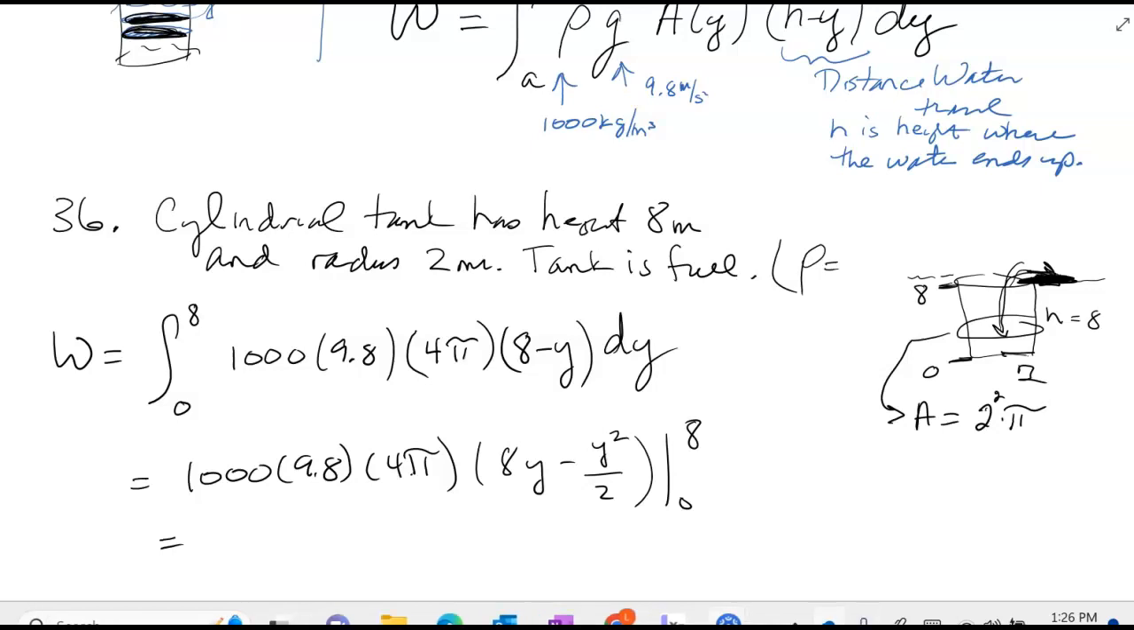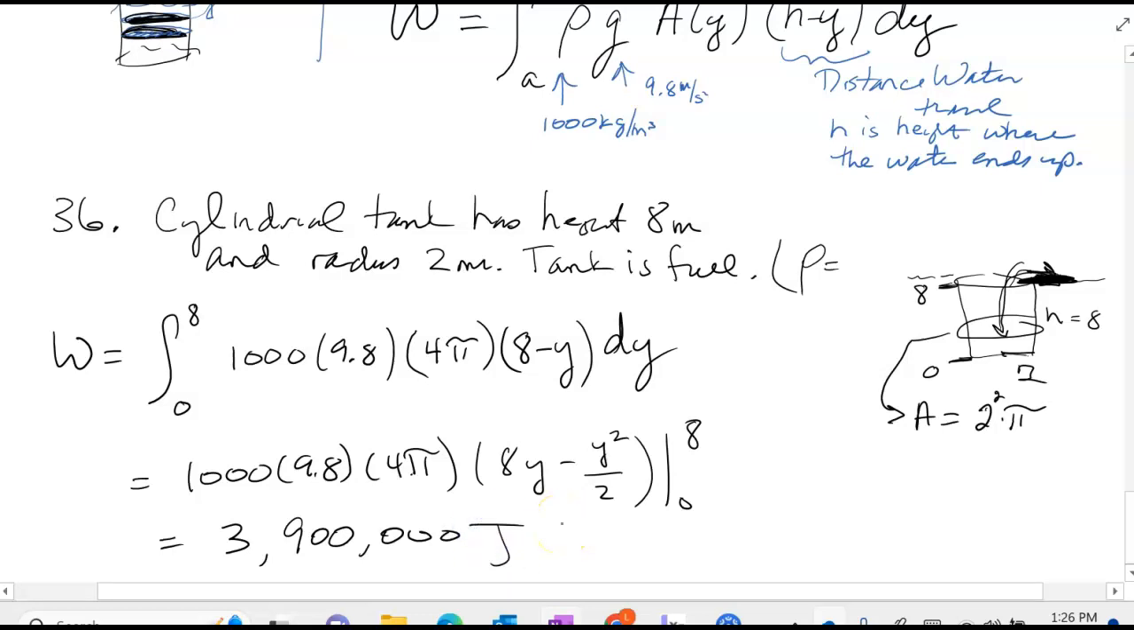Oh, and if you do all that math, you get something like, this is approximation, like 3.9 million, something like that. Depending on how much you estimated pi. So you get about 3.9 million, almost 4 million joules. So that's a lot of work.